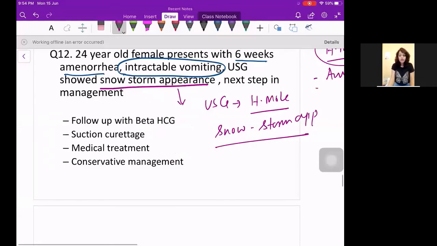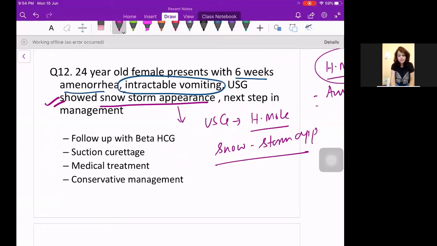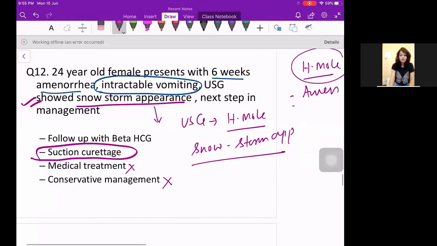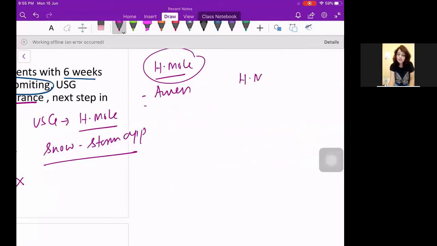So when they have already given you a confirmed case, or the investigation of choice, which is ultrasound, has already been done, you have to give straight away the management, okay? No role of conservative management, no role of medical management, okay? There's no role of beta-HCG. Beta-HCG, we will be using it for follow-up, but not for managing this case. This patient straight away requires the treatment, and the age of the patient is young, so we will go for suction evacuation.